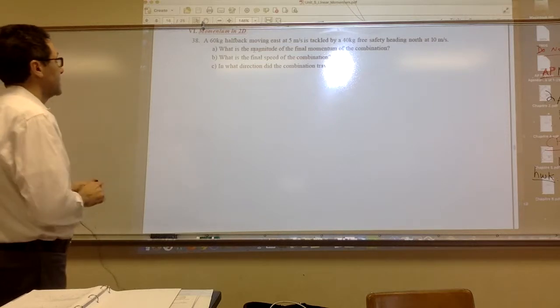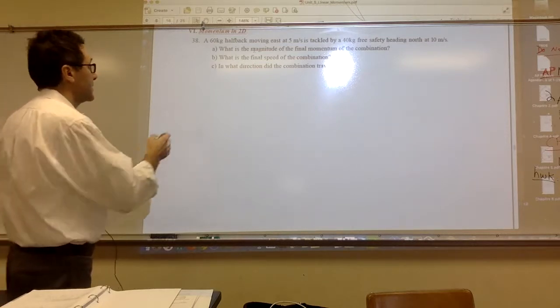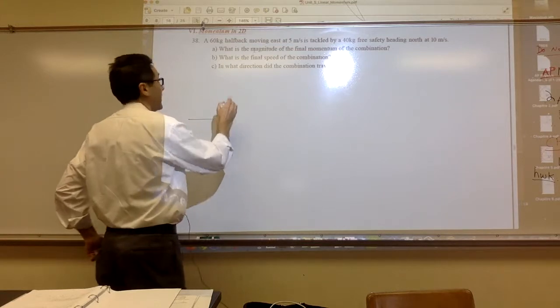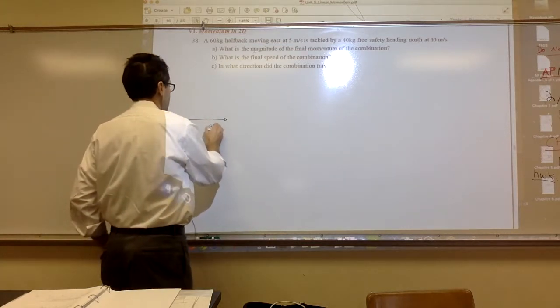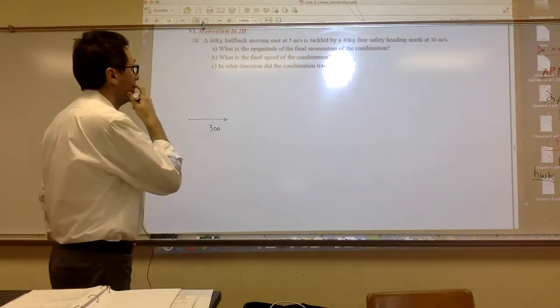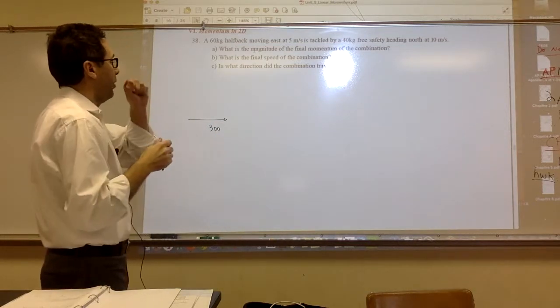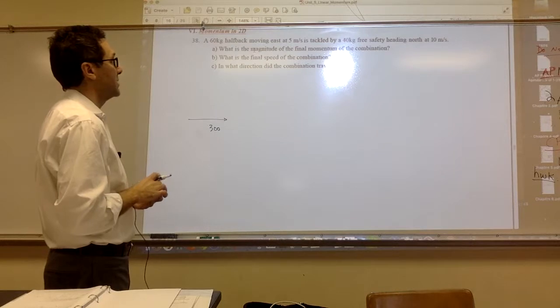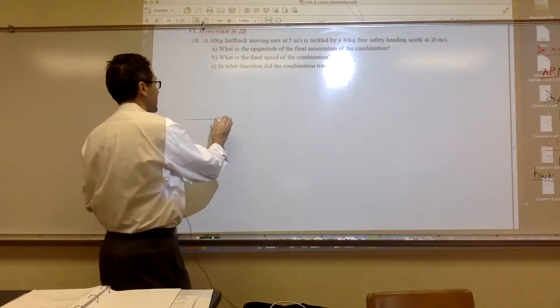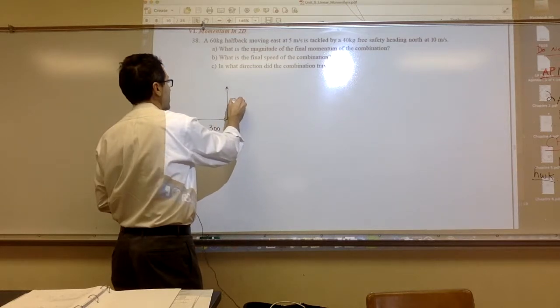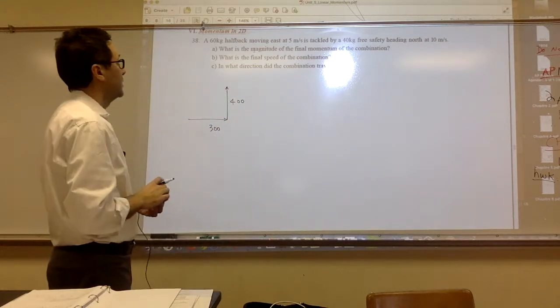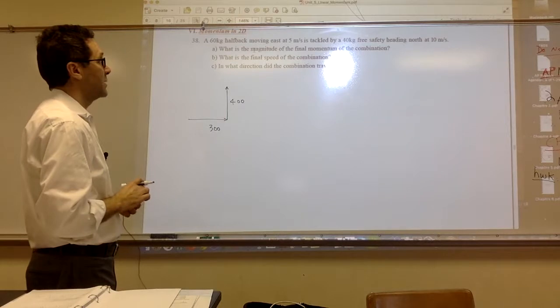It says a 60 kilogram halfback moving east at 5 meters per second, so that's a momentum of 300 kilogram meters per second, is tackled by a 40 kilogram free safety heading north at 10 meters per second. So that's a momentum of 400 kilogram meters per second. What's the magnitude of the final momentum of the combination?